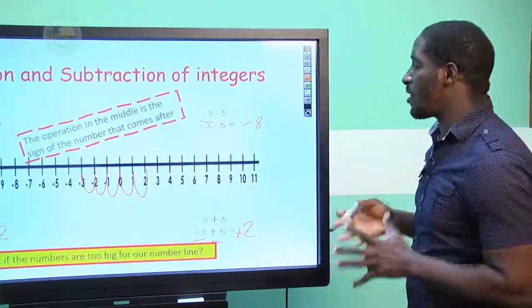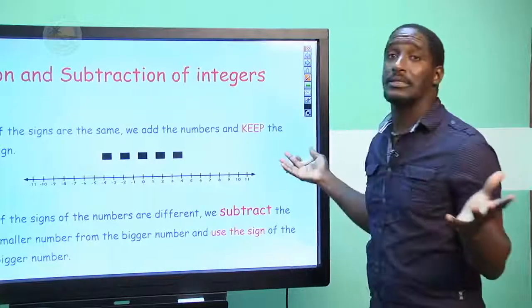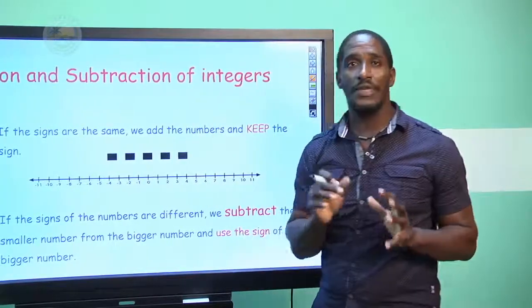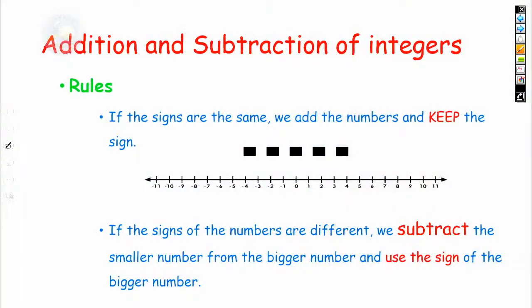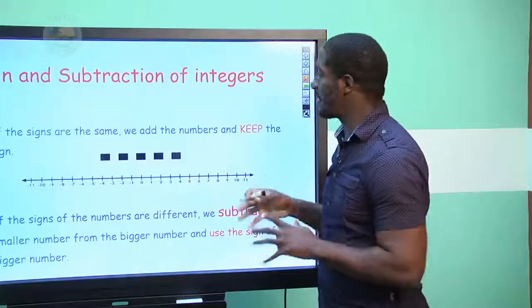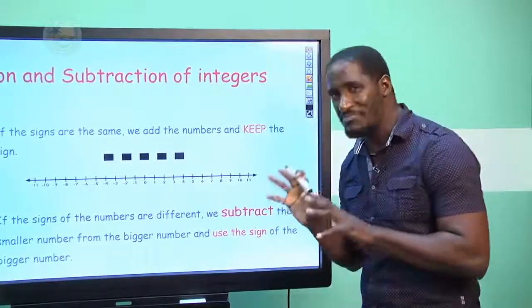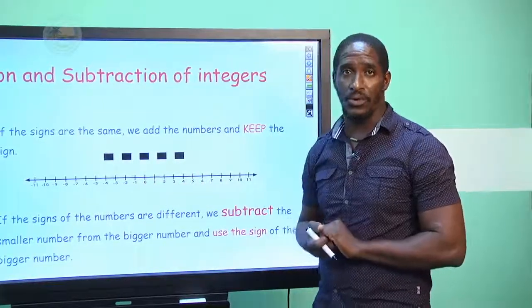Now, what if the numbers that we are working with are too big for us to take the time to draw a number line? What then do we do to work our integer problems? What we do is this: the rules. For the addition and subtraction of integers, it's important that we specify the rules and the operations that they're working with. I have heard many times persons say a negative and a negative is a positive. That may be true to some degree, but it's based on the operations that we're working with.